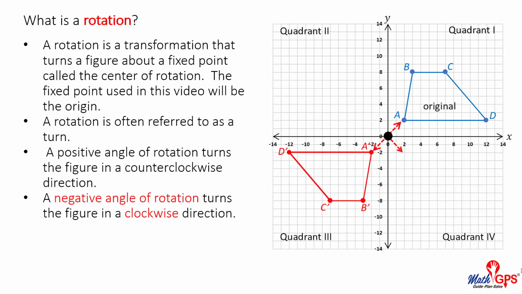Original quadrilateral ABCD is rotated about the origin negative 180 degrees to create quadrilateral A', B', C', D'. A negative angle rotation is a clockwise turn. Negative or positive 180-degree rotations about the origin produce the same image.